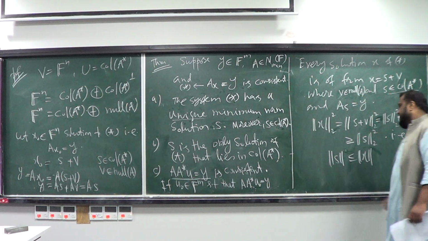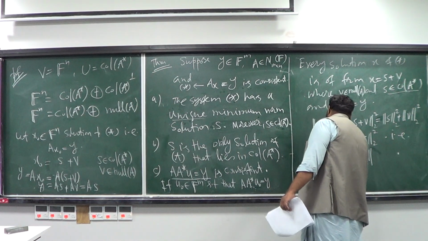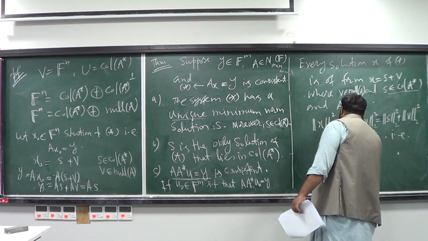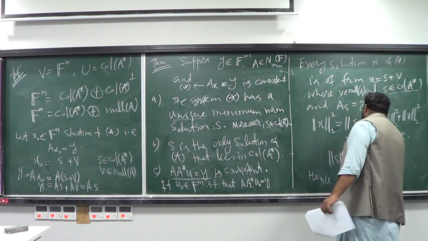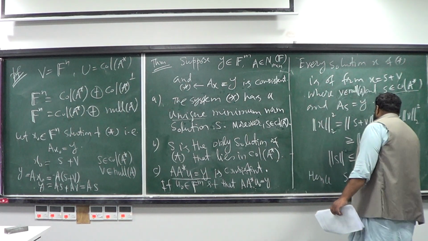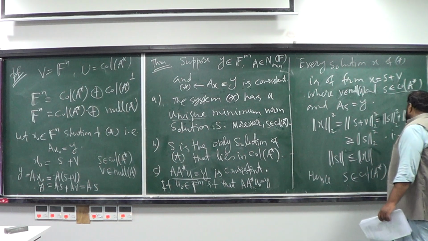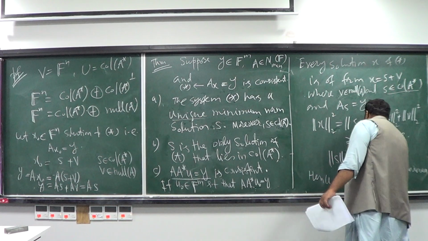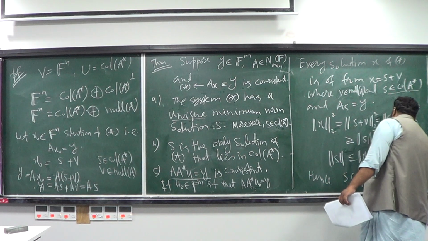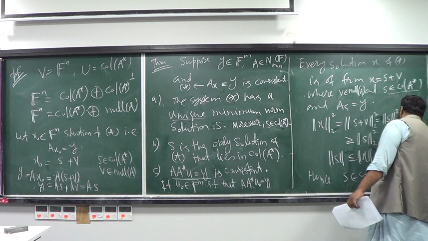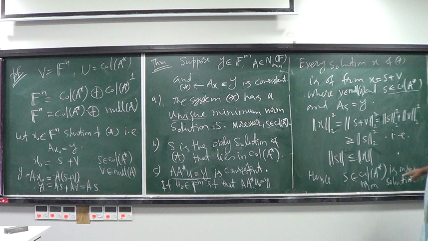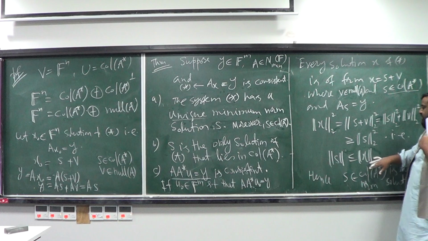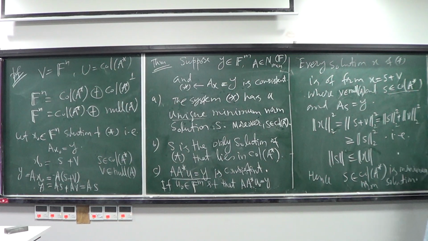So you're going to say hence this s that belongs to the column space of A star is a minimum norm solution. So the solution that lives in the column space of A star is the minimum norm solution, because its norm is less than or equal to the norm of any solution that solves A x = y actually.